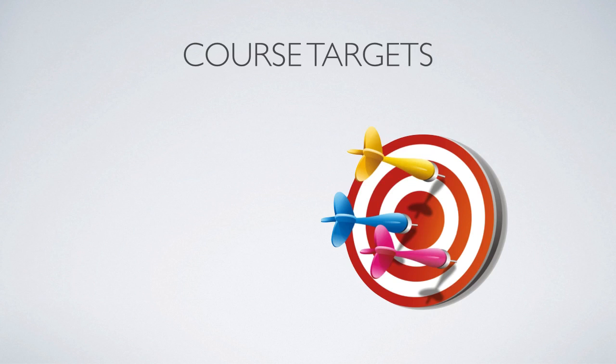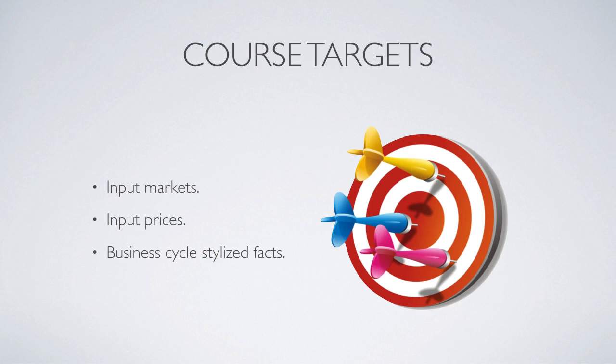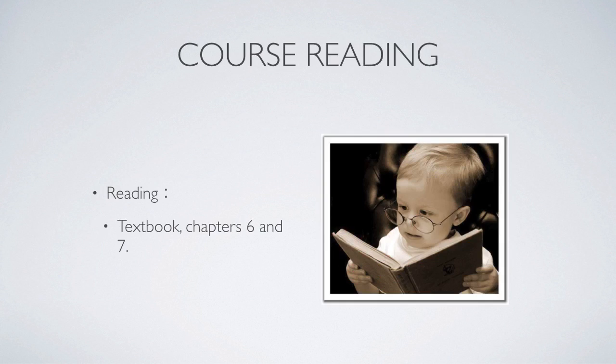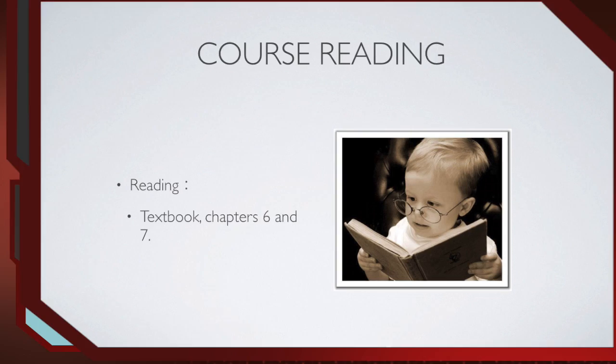For this chapter, the course targets are to understand what the input markets are, and then talk about the equilibrium prices for those inputs and also the quantities. And then we are going to use our model to explain certain business cycle stylized facts. But for this part, we are going to state the facts that we learn from data first. For this chapter, you have to read textbook chapters 6 and 7.